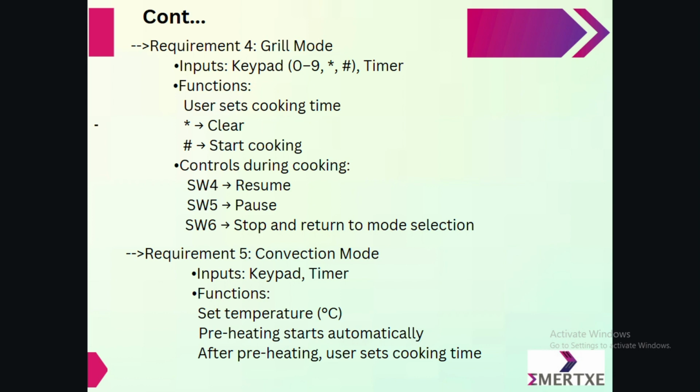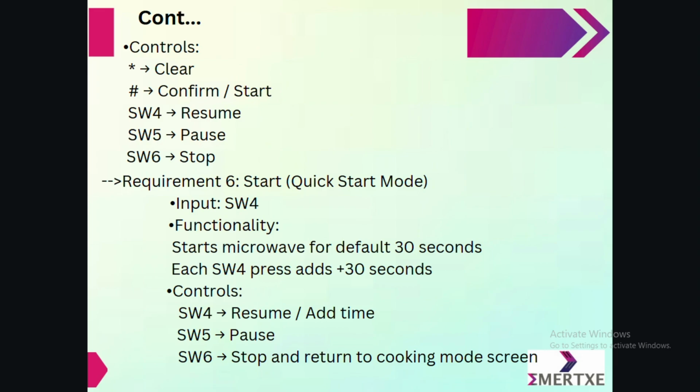And requirement 5 was convection mode. In this convection mode, inputs are keypad and timer. Functions in this mode are setting the temperature; preheating starts automatically. After preheating, the user sets the cooking time. In this requirement, we control the clear operation using the star key and the start operation using the hash key, and switch 4 for resume, switch 5 for pause and switch 6 for stop.